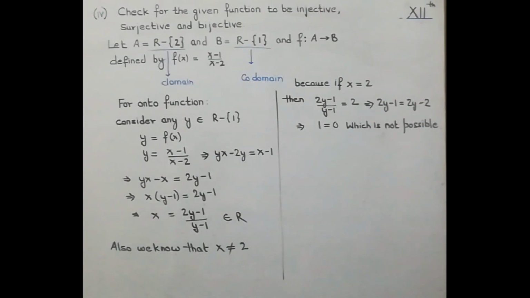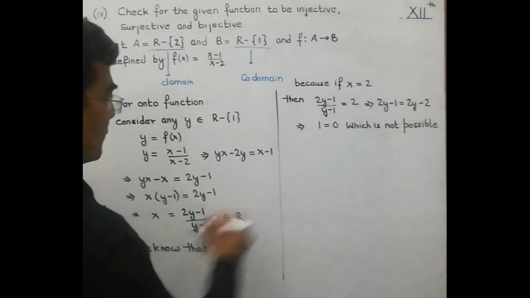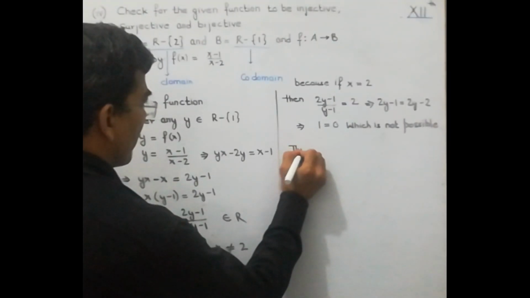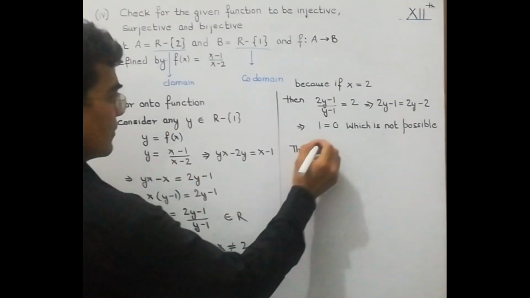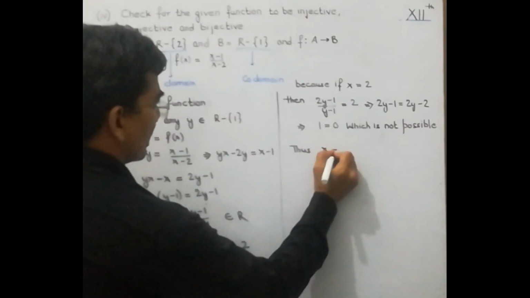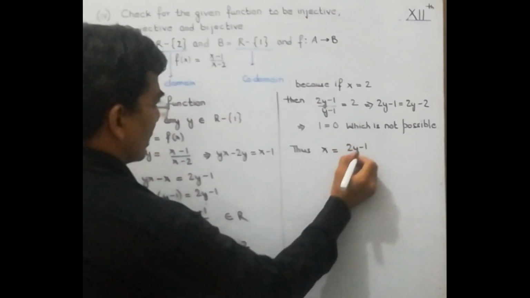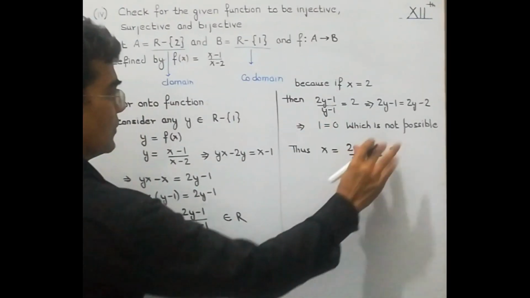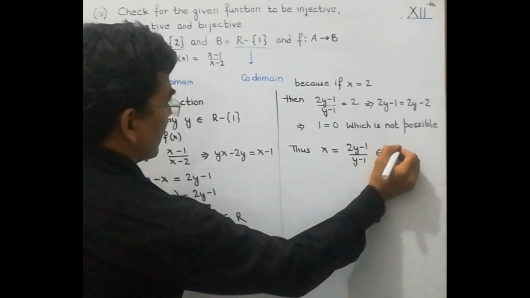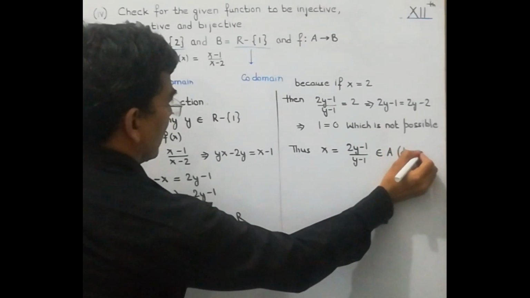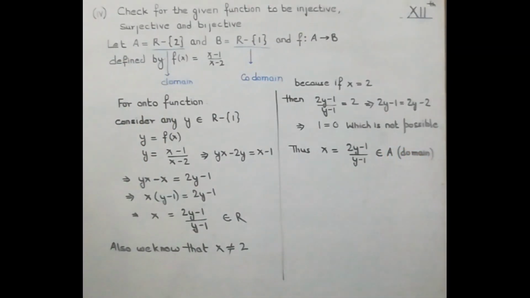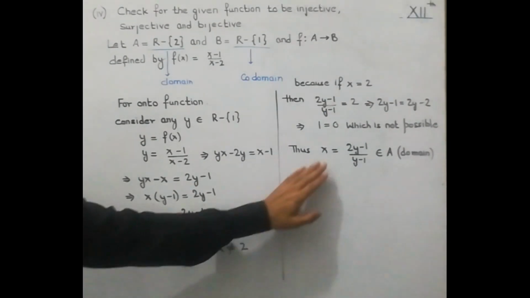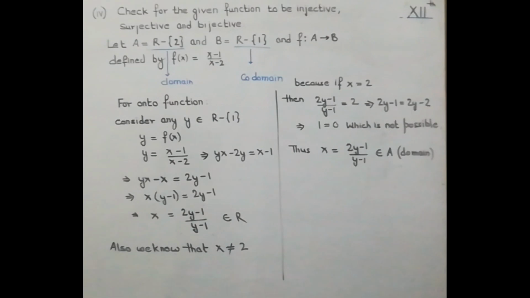So this confirms that x cannot be equal to 2. So we are confirmed that our pre-image belongs to, thus x, which is this, now we are confirmed that x, that is the pre-image, belongs to A. Hope this point is clear to you.